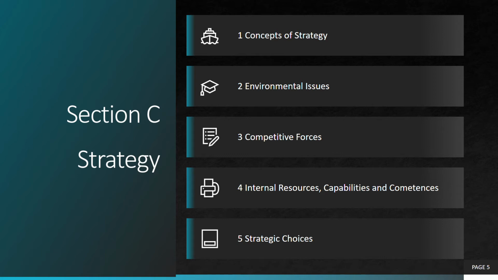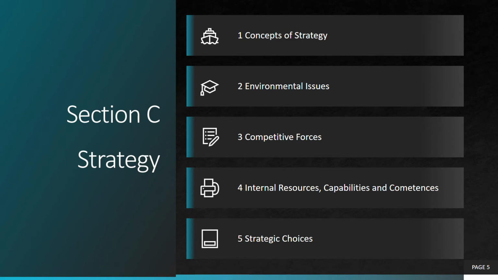Most of the models are under strategy. Number 4, it talks about internal resources, capabilities, and competences. Suppose that your environment is good, your competitive forces is in favor of you, that doesn't mean that you're going to succeed in a business if you don't have a good resource, if you're not competent enough. Okay, so therefore you have to have the internal resources, the capabilities, and the competences.